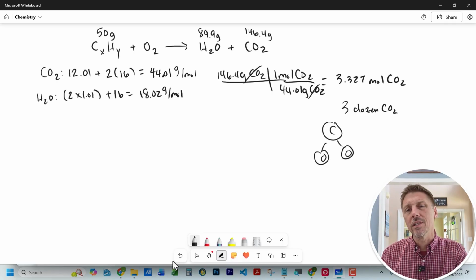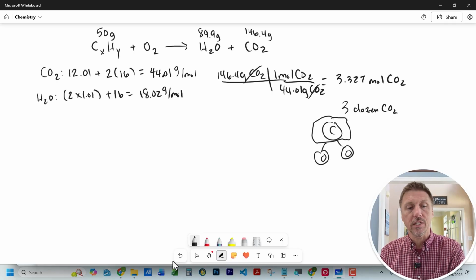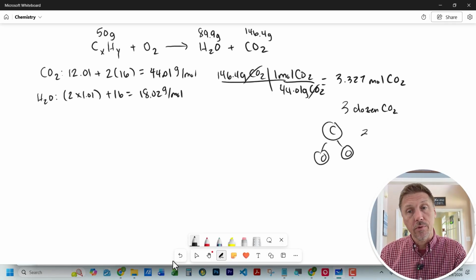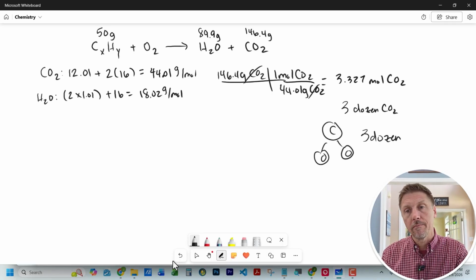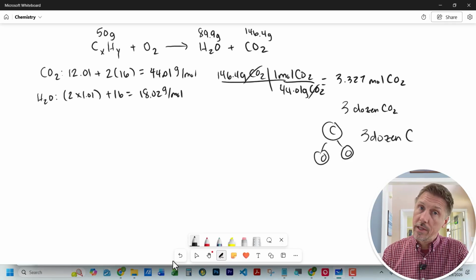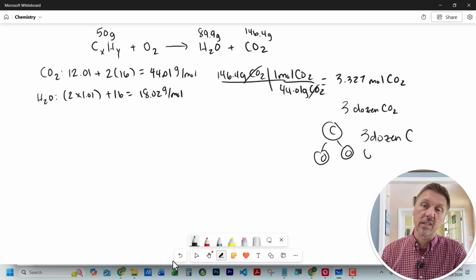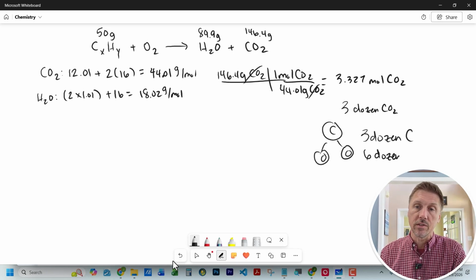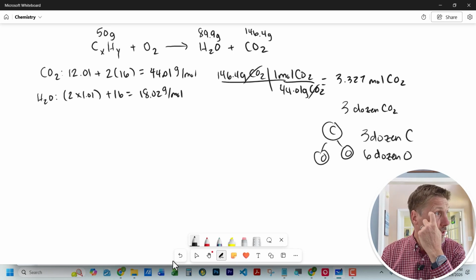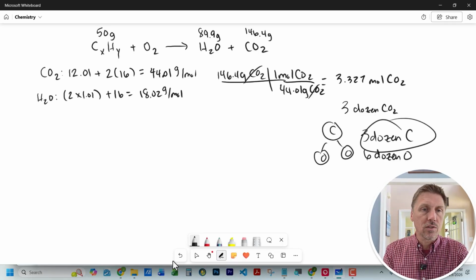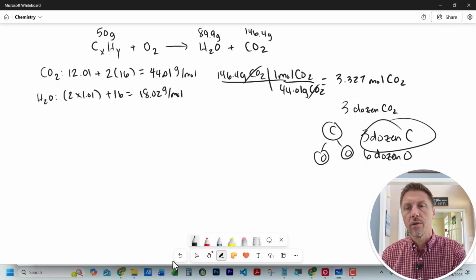If we've got 3 dozen, then how many actual carbon atoms do we have? Well, because each of those molecules contains 1 carbon atom, it would mean that we have 3 dozen carbon atoms, right? Now, for oxygen, that wouldn't be true because every molecule contains 2 oxygen atoms. And so instead of 3 dozen oxygen atoms, we would actually have 6 dozen. We'd have twice as many since every molecule contains 2 oxygen atoms. But we're interested in carbon, because that's what's here in our unknown substance.